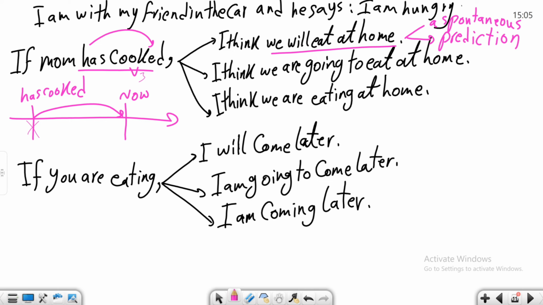The second example, I think we are going to eat at home. I'm giving a reason here: my mother's food is amazing. I want you to try my mother's food. So I'm giving a reason why we are going to eat. The third one here is, I think we are eating at home. This is my personal decision.